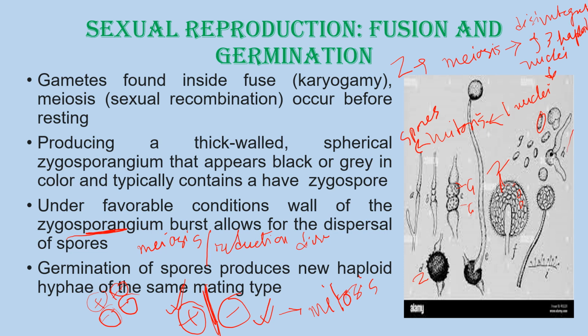So we see here there is a certain difference between reproduction in mucor and rhizopus. In rhizopus, meiosis occurs after the dormancy, but in mucor this meiosis occurs before dormancy. So in rhizopus, two types of spores are produced, but in mucor only one type of spore is produced inside this zygosporangium.